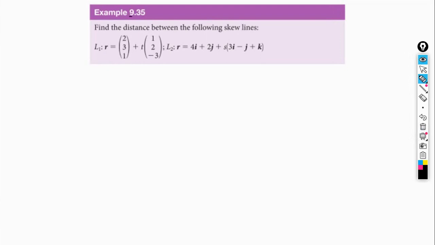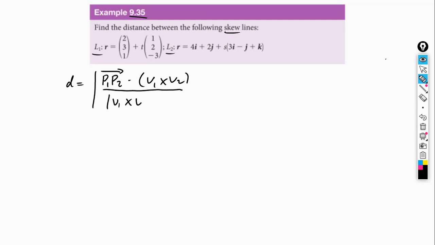So now we do example 9.35, which will be the last one on this video. And it says, find the distance between the following skew lines. And they give us a line 1 and a line 2 in vectorial form. Recall that the distance between two skew lines is going to equal the absolute value of the vector between point 1 and point 2, dot product with vector 1 cross product vector 2, and this divided by the magnitude of the cross product of vector 1 and vector 2.